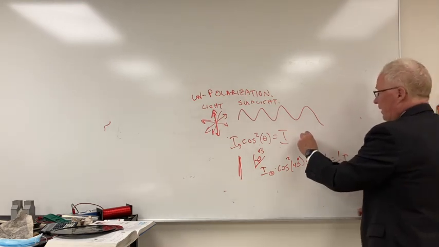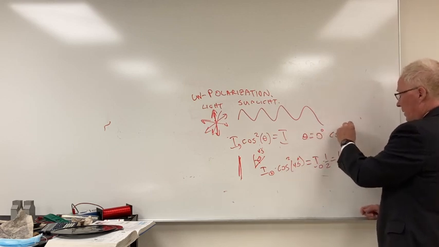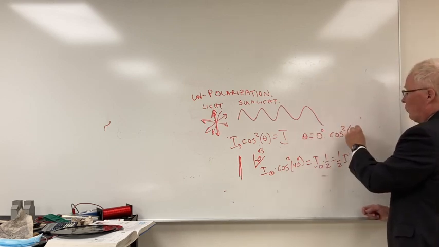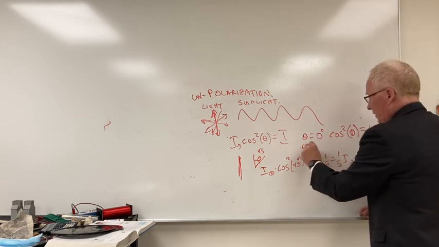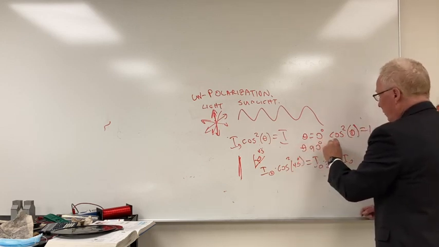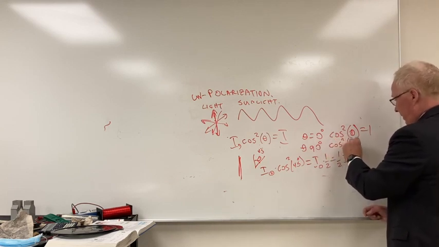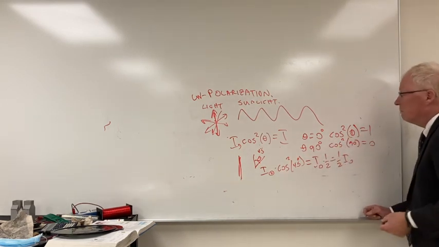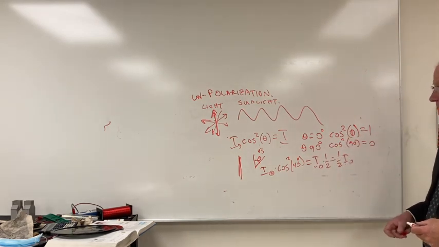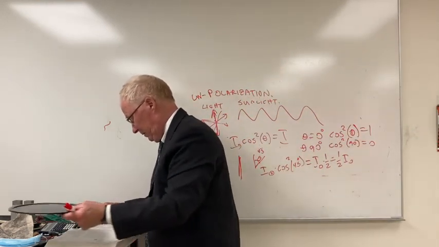If theta is 0, then cosine of 0 is 1, so the intensity stays I naught. If theta is 90 degrees, cosine of 90 is 0, so squared, I get 0. That's how we use polarization in this effect.